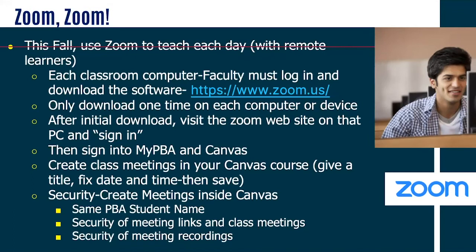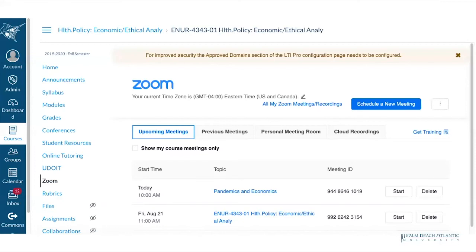It also helps keep the links for your class meetings very secure, and that is very important, as also the meeting recordings. Only those students who are able to get into Canvas are going to be able to get to that meeting recording link, and so that is really, really helpful. So again, there is Zoom inside Canvas.